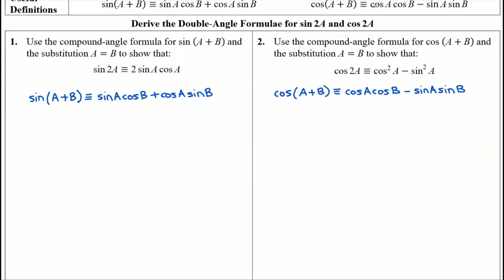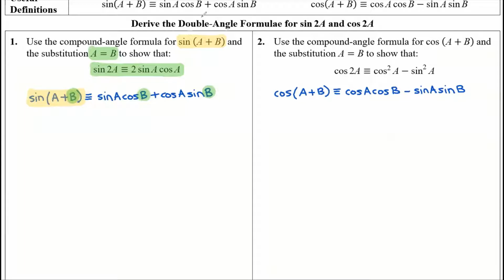So I've written out the identities that we're going to be using here. We're told to use the sine of a plus b identity here, so that's what I've written down. And we're also told to use a substitution, which we're going to do now. So we're going to substitute B for A. If you'll notice in the final identity, this is the sine of 2A. We have A's everywhere. So wherever I see a B in this compound angle identity, I need to replace it with A essentially. So that's all we need to do.